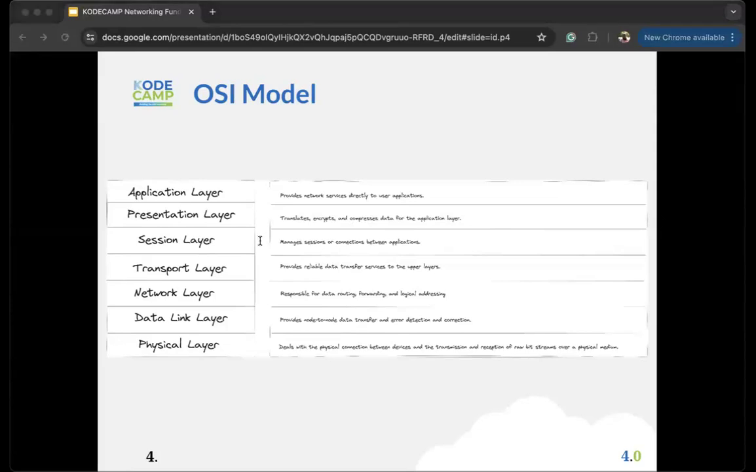We've talked about the session layer, presentation layer, and the application layer. These are more of the software and logical parts of the OSI model. The next ones, the network layer, the data link layer and the physical layer, are more of the physical components of the OSI model.